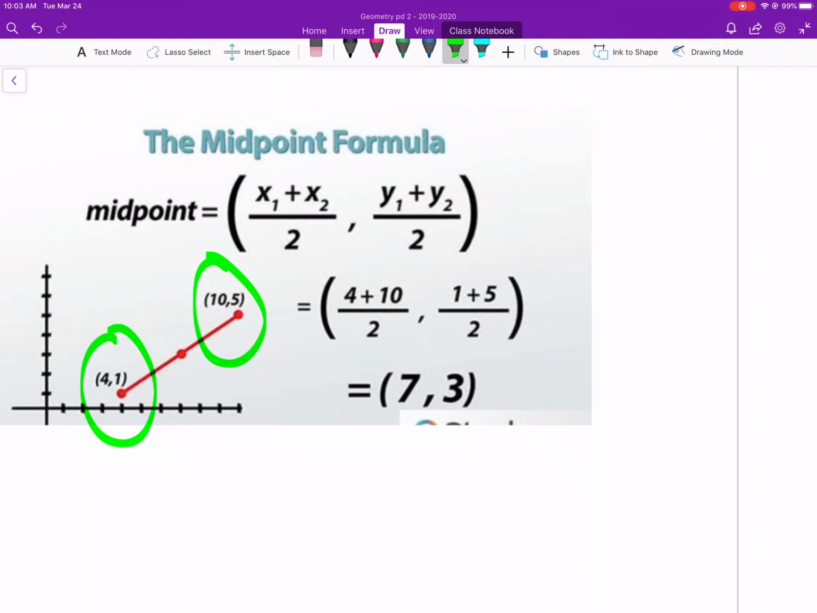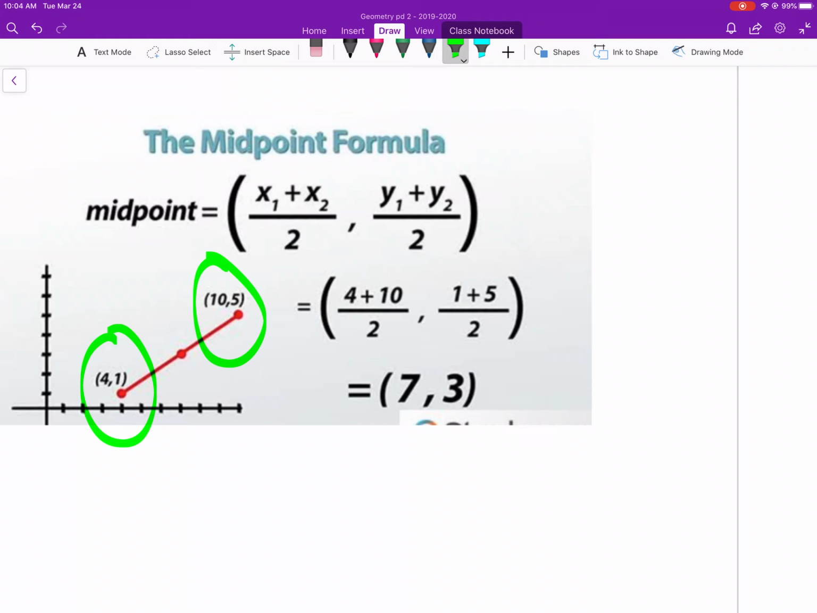You can see it: x1 plus x2 divided by 2, and y1 plus y2 divided by 2. It's just an ordered pair, an xy point. We're essentially taking the average of the x values, so 4 and 10, add them together and divide by 2. Then we take the average of the y values, and you get the midpoint.